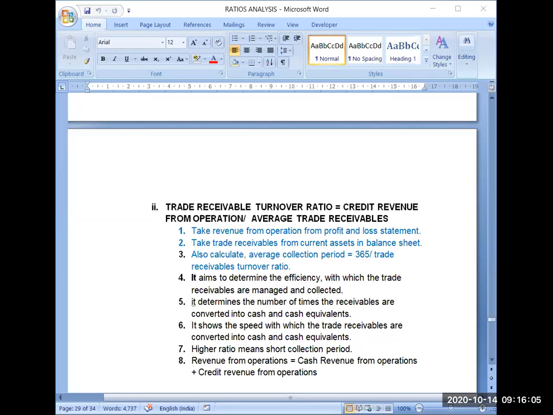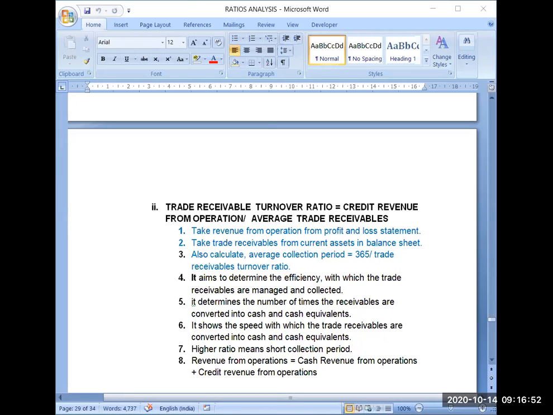Now, credit sales is technically called, in case of companies, credit revenue from operations. Sales are revenue from operations, and credit sales will be credit revenue from operations. Then in the denominator, as usual, it will be average trade receivables. Yesterday we did inventory turnover ratio, where there was average inventory in the denominator. Similarly, here it will be average trade receivables. Average trade receivable will be opening trade receivable plus closing trade receivable divided by 2.